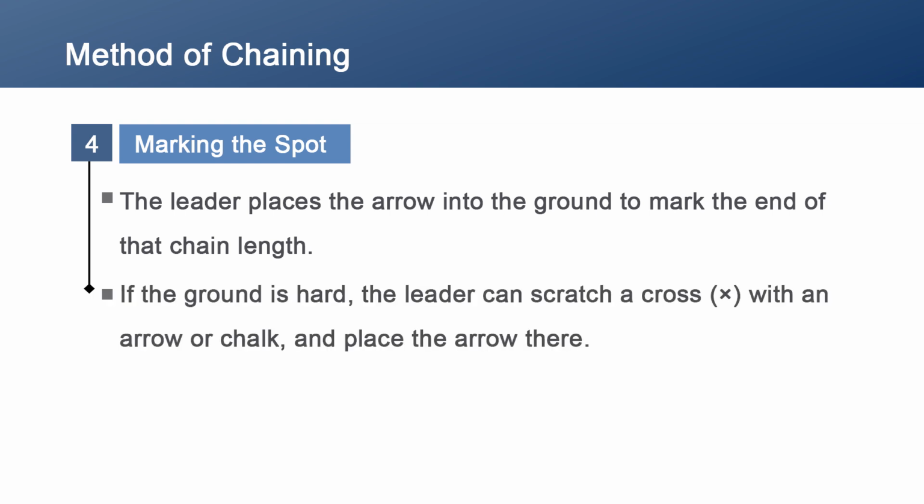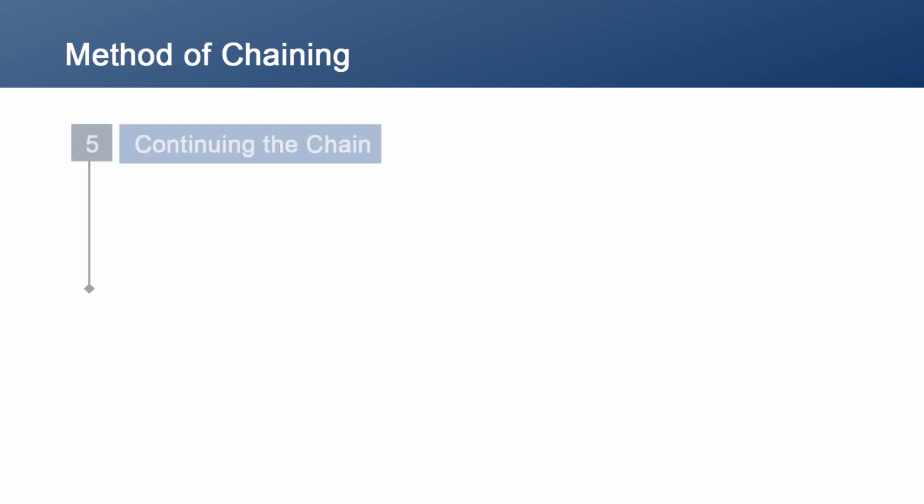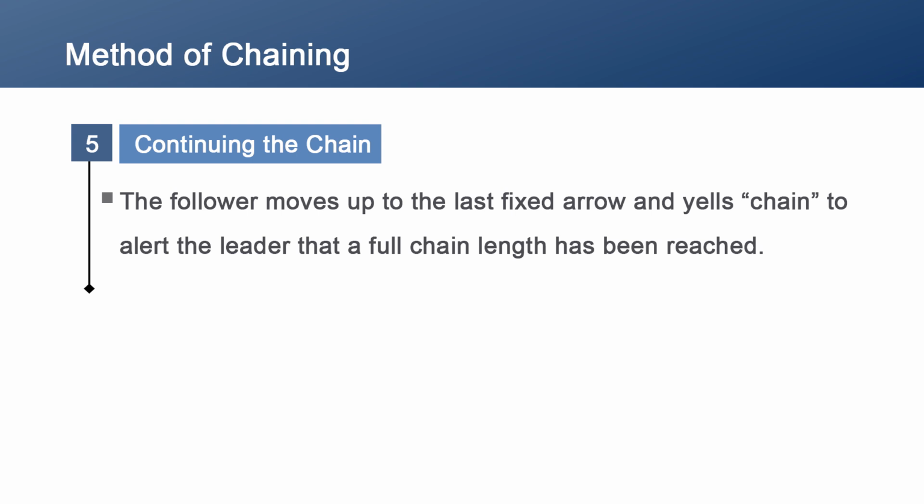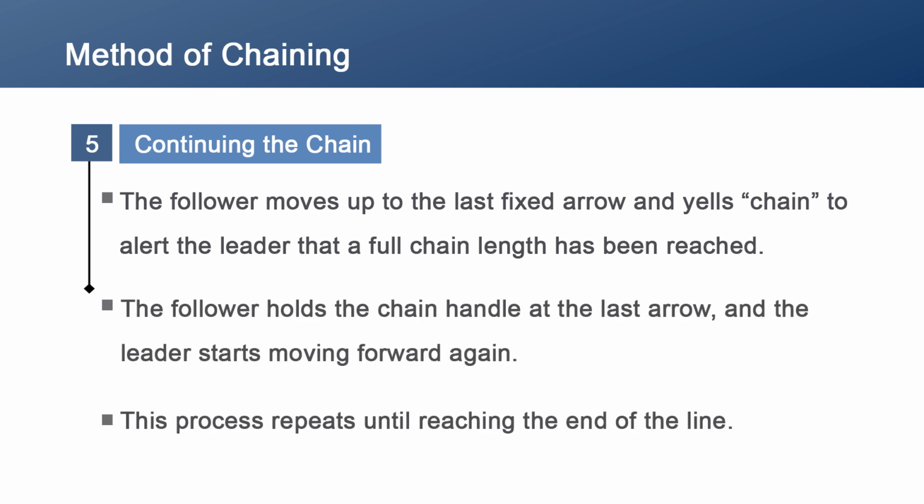If the ground is hard, the leader can scratch an arrow with an arrow or chalk and place the arrow there. Finally, continuing the chain, the follower moves up, grabs the last fixed arrow and yells "chain" to alert the leader that they have reached a full chain length. The process repeats. The follower holds the chain handle at the last arrow and the leader moves forward again.